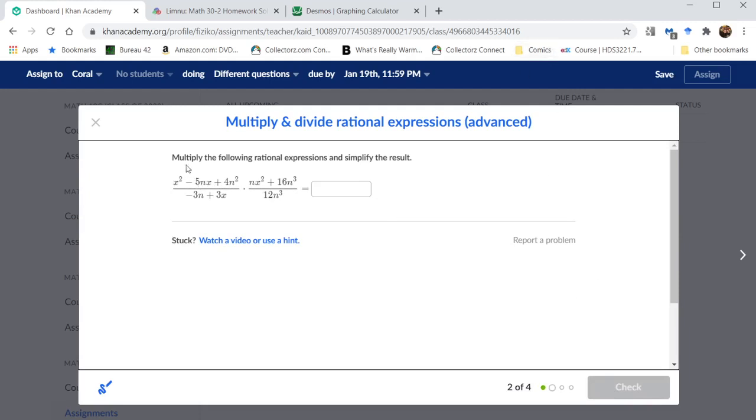Now, for this one, we want to multiply the following rational expressions and simplify the result. Notice that we have two variables involved here. We have both x's and n's. So again, it's going to make things more complicated, but certainly not impossible.